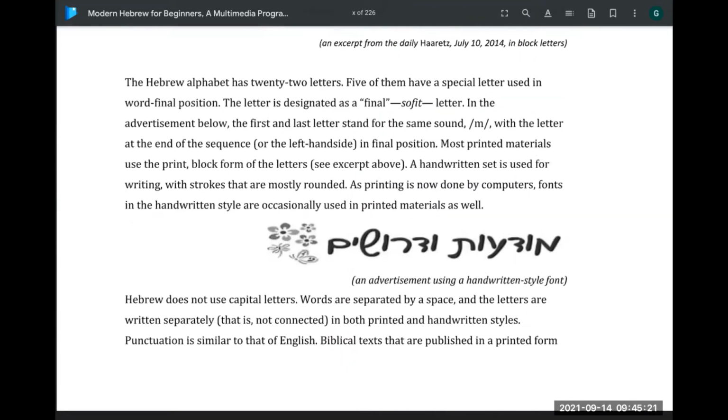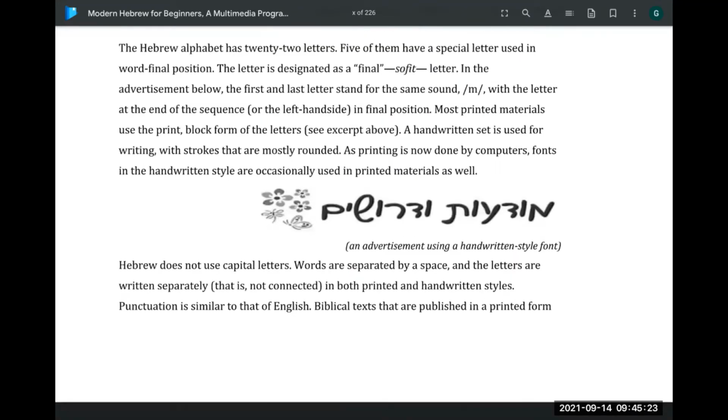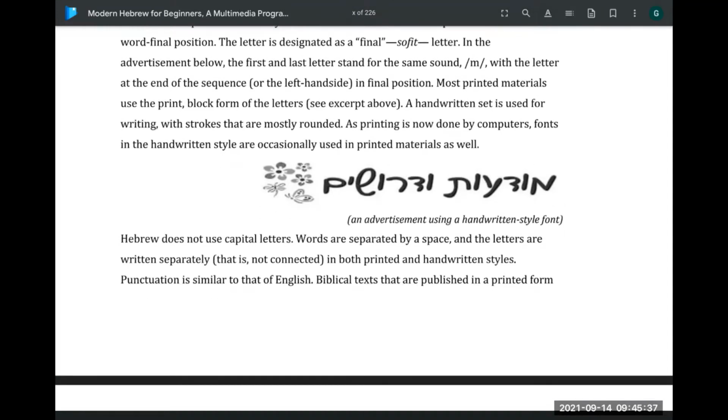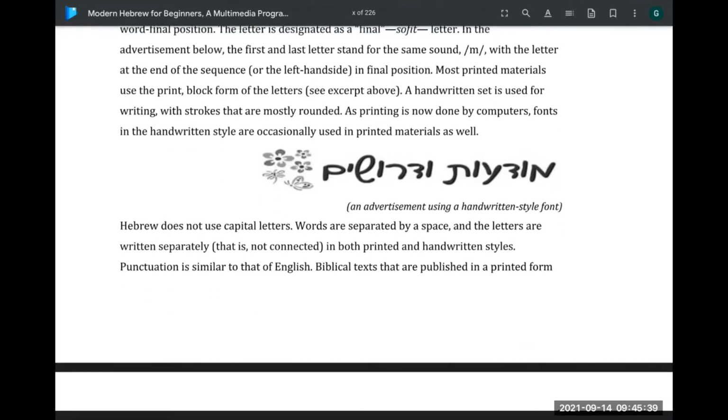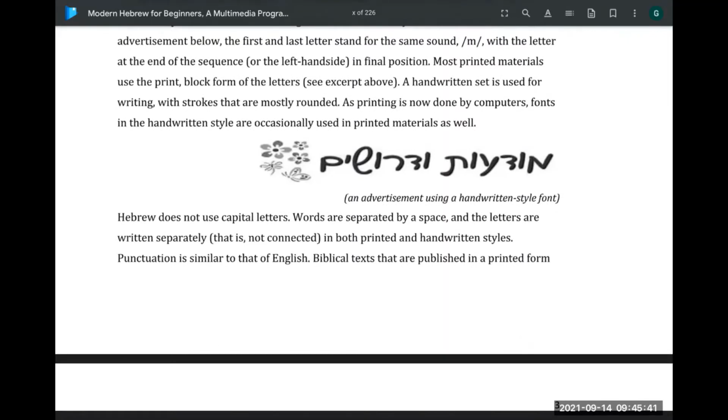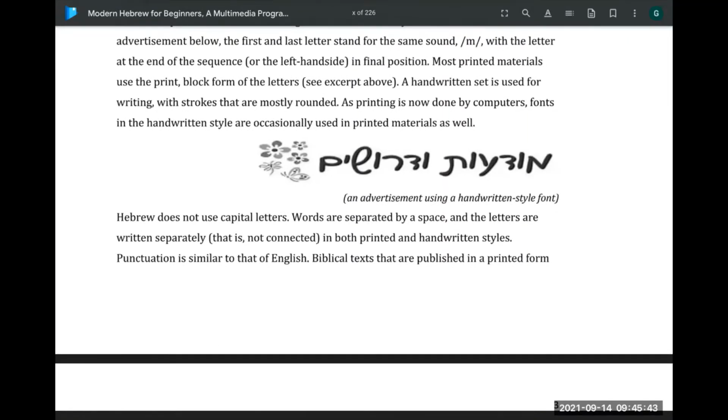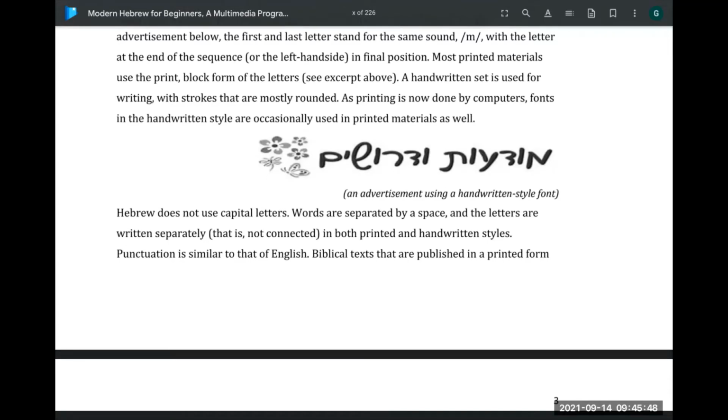So the Hebrew alphabet has 22 letters. 5 of them have a special letter used in the word final position. That means that if it shows up at the end of the word, it transforms into this other form known as final or sofit. And in the advertisement below, the first and last letters stand for the same sound. Okay, M, with the letter at the end of the sequence, or left-hand side, in final position.